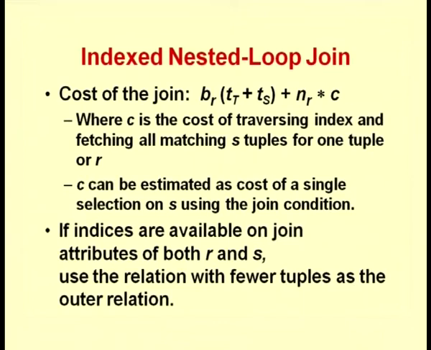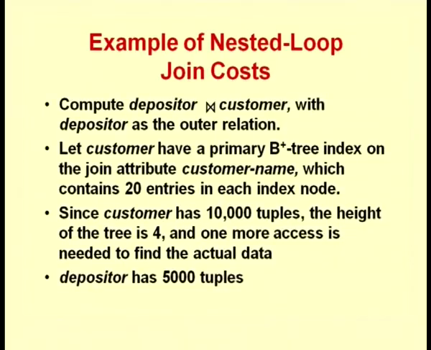If indices are available on join attributes of both R and S, use the relation with fewer tuples as the outer relation. Now, why are we doing this, fewer in the outer and more in the inner? Because when you are doing the outer, certain things already get filtered. So, for example, compute depositor join customer with depositor as the outer relation. Let the customer have a primary B plus tree index on the join attribute customer name, which contains say 20 entries in each index node. Since customer has 10,000 tuples, the height of the tree is 4, and one more access is needed to find the actual data. Depositor has 5,000 blocks.